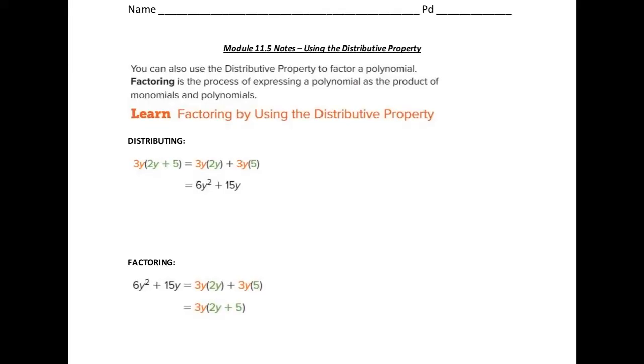So, this is module 11.5. So this is part B of the module 11. So let's make sure we have all the phones away. Shouldn't even be seen. Shouldn't be out.